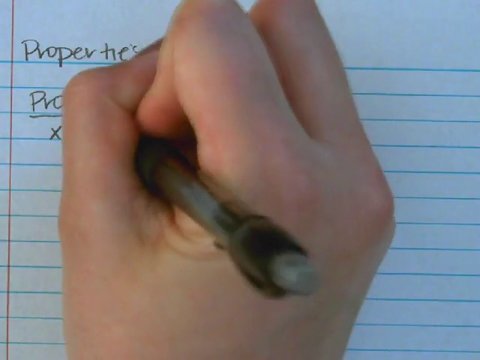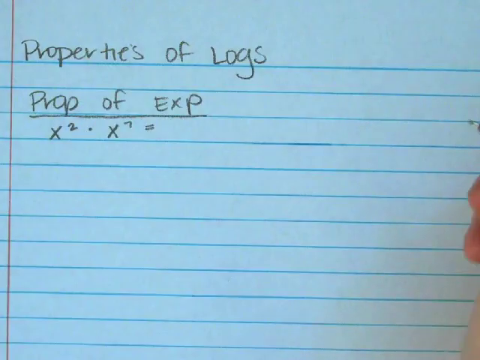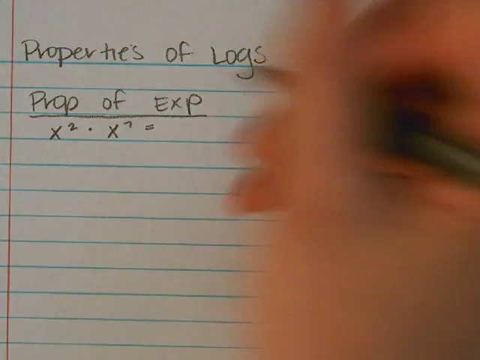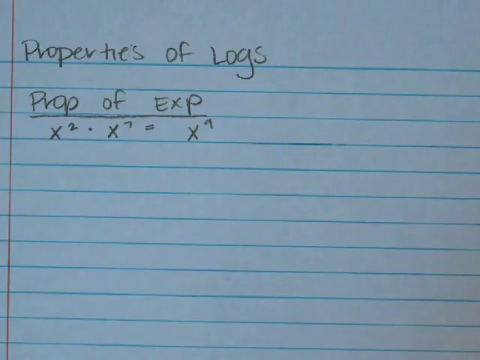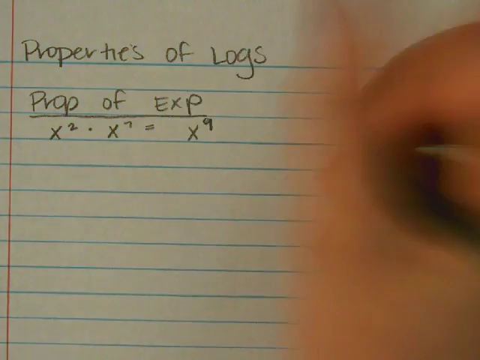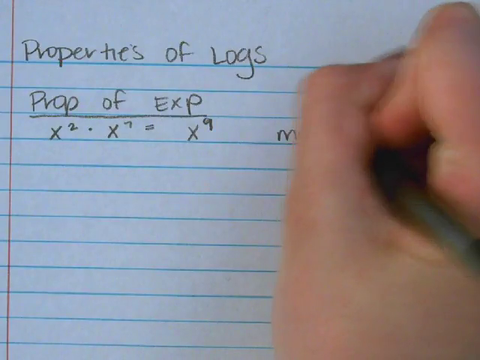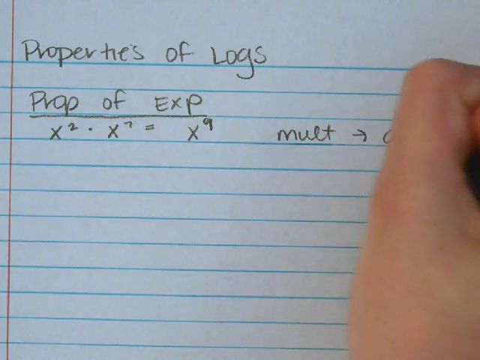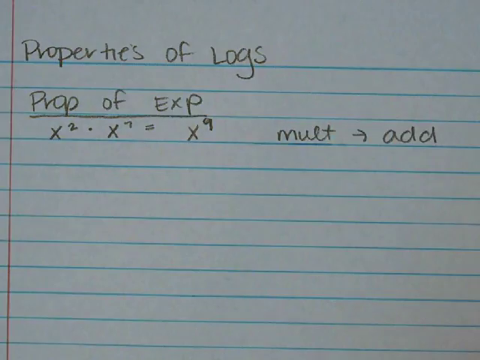The first one is if I say x squared times x to the 7th, how would you simplify that? X to the 9th. So when you are dealing with exponents, multiplication in a problem really meant that you were adding your exponents together. So that is one of the properties of exponents.